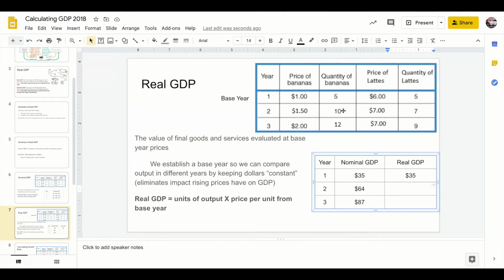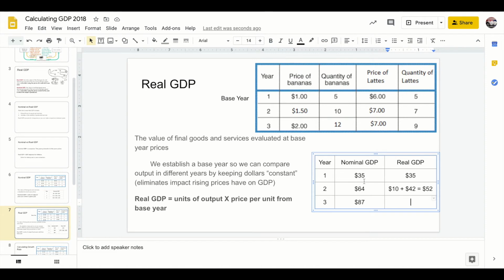For year 2, we take our output, 10 bananas, and multiply it by the base year price of $1. That's going to come out to $10, plus whatever we get for lattes for year 2. It's going to be 7 lattes times the $6 that they cost in year 2, and that's going to be $42. And that equals $52. So 52 is what we have for real GDP for year 2. If you look here, we definitely had an increase in real GDP, so we had an increase in production from year 1 to year 2. It's just not as big of an increase in production as it looked like if we had just kept it at nominal GDP.